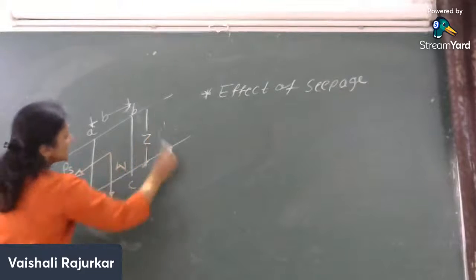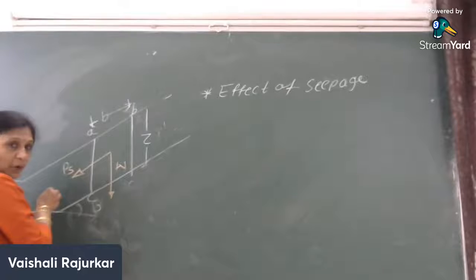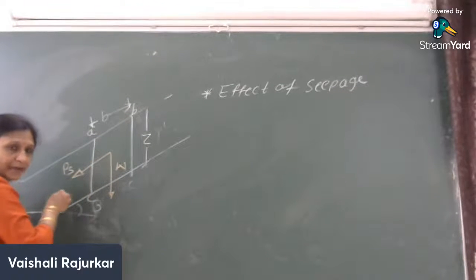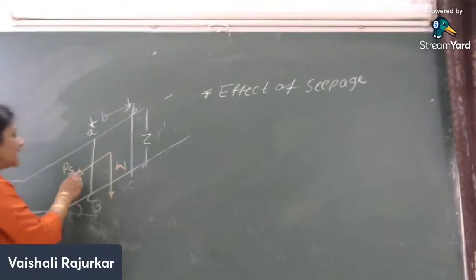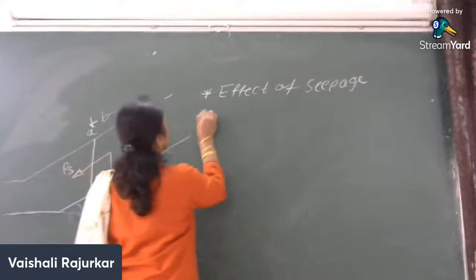Suppose this is the submerged soil, and the water flow is vertically downward. If the flow is in this direction, the seepage is also in the same direction, and that seepage pressure or seepage force is denoted by PS.